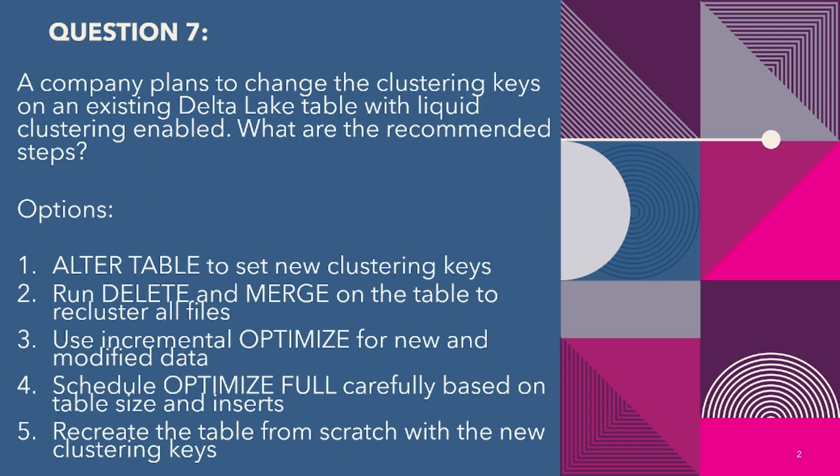Let's look into the 7th question. A company plans to change the clustering keys on an existing Delta Lake table with liquid clustering enabled. What are the recommended steps? Here are the options. Alter table to set new clustering keys. Run delete and merge on the table to recluster all files. Use incremental optimize for new and modified data. Schedule optimize full carefully based on table size and inserts. Recreate the table from scratch with the new clustering keys. All right, those are the choices.